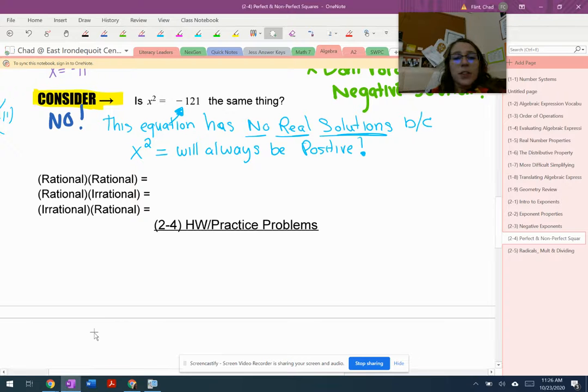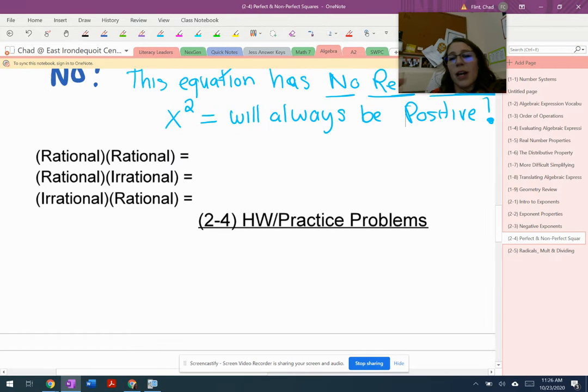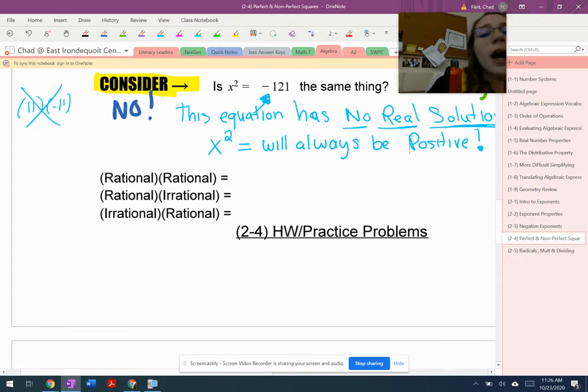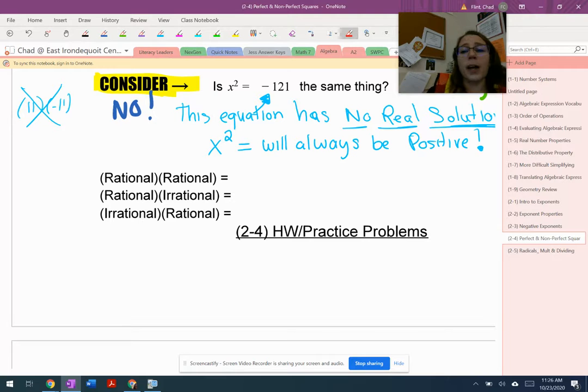Right, last little part for this 2-4, and this one's directly related to that question number 7 that you guys looked at on that unit 1 test about a rational times an irrational, or an irrational times an irrational kind of thing. So I just want to go over this one more time with you guys. If I have a rational number multiplied by a rational number, so a fraction times a fraction, I will always end up with a rational.